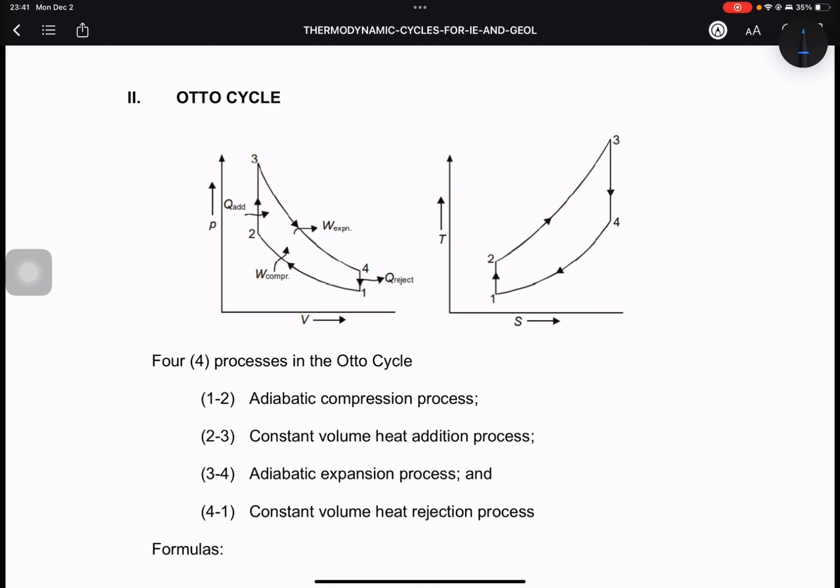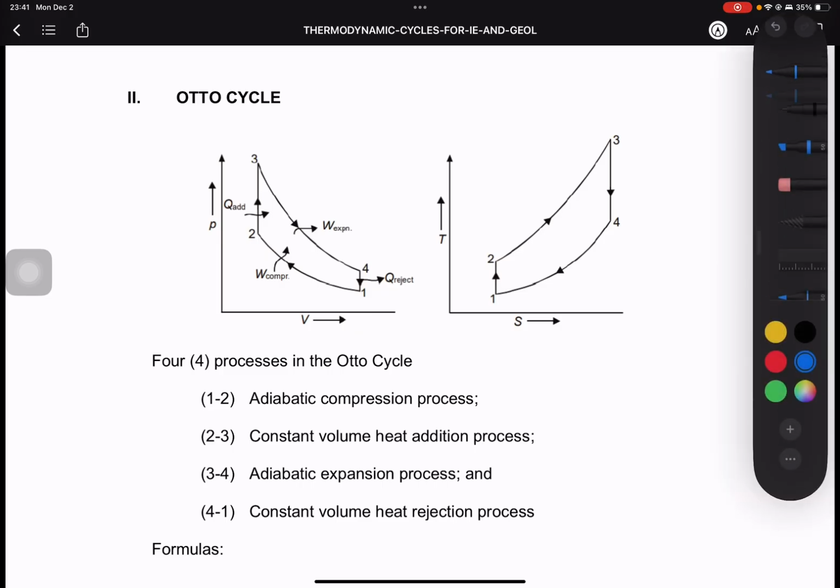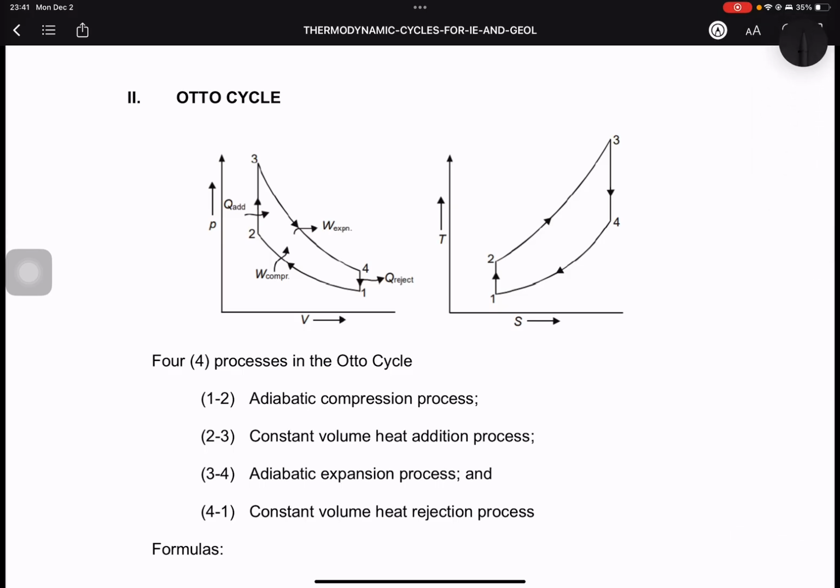gasoline-powered vehicles. Okay, so it is characterized by its focus on constant volume heat addition, which we'll be discussing later on, and rejection, making it a practical model for many internal combustion engines, which I have mentioned a while ago. Okay, so here is the PV diagram and the TS diagram. Okay, so this one is the PV diagram. And this one is the TS diagram.